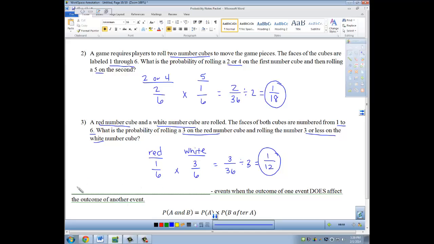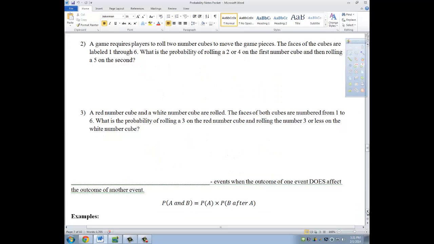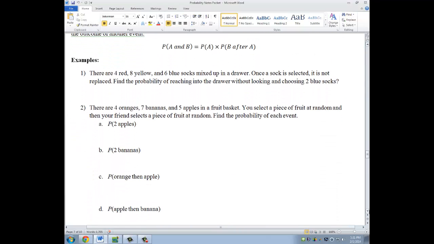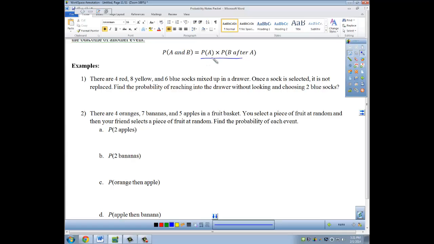Next we're going to be talking about dependent events. It is very, very similar. We are going to kind of combine what we just did with what we know about permutations. So a dependent event is kind of the opposite of an independent event. It's when events do affect each other. So we'll look at some examples like that. And to find the probability of a dependent event, you're still going to multiply. We're going to take the probability of the first event times the probability of the second event after the first event happened.